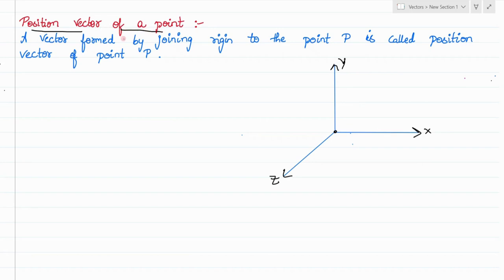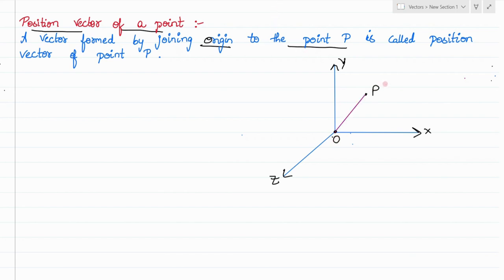Position vector of a point. A vector formed by joining the origin to the point P is called the position vector of point P. Earlier, we have seen a three-dimensional space which has an x-axis, y-axis, and z-axis, and a point is taken in 3D space, and this is the origin.